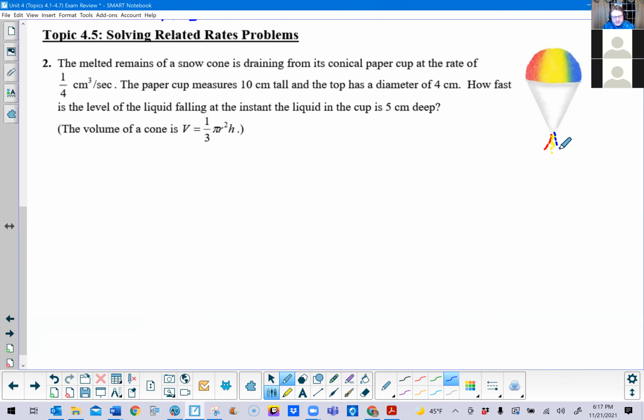The paper cup measures 10 centimeters tall, and the top has a diameter of 4 centimeters. How fast is the level of the liquid falling at the instant the liquid in the cup is 5 centimeters deep? And as always, you will be given the formula for the volume of a cone. I applaud those students who do a good job of organizing. What I'm talking about is the students who write down either the word given or maybe the letter G. Maybe you write the word find.